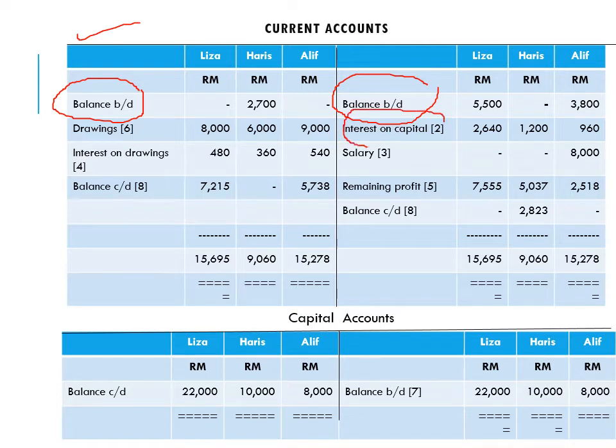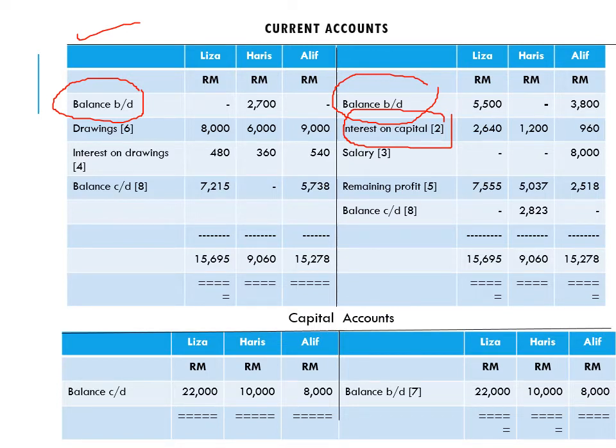So this is the interest on capital. We have computed this in the profit appropriation account. In the profit appropriation account, interest on capital is on the debit side. So in the current accounts, it will be on the credit side. This is like an income to the respective partners. Therefore, it is on the credit side.